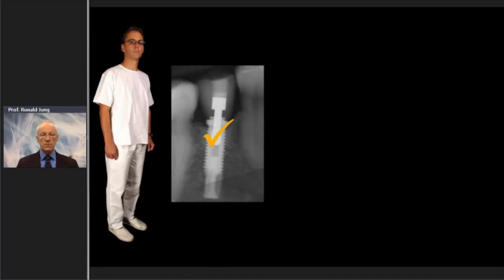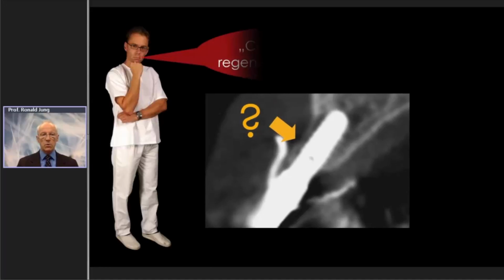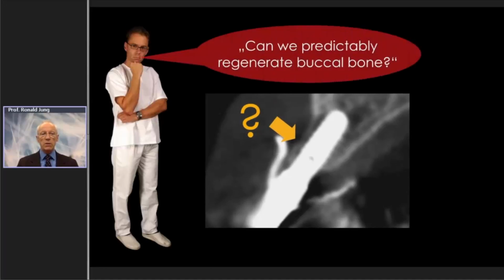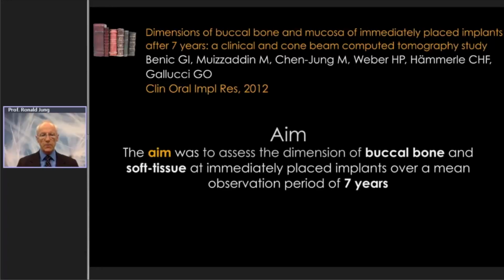Now, we've looked at interproximal bone clinical parameters and survival rates. But the GBR was done at the buccal aspect, and this we have not really assessed. So, can we predictably regenerate buccal bone? It's a fair question. A study by Benich and co-workers, done at the University of Zurich and at Harvard School of Dental Medicine in the United States. The aim was to assess the dimensions of buccal bone and soft tissue and immediately placed implants over a mean observation period of 7 years.